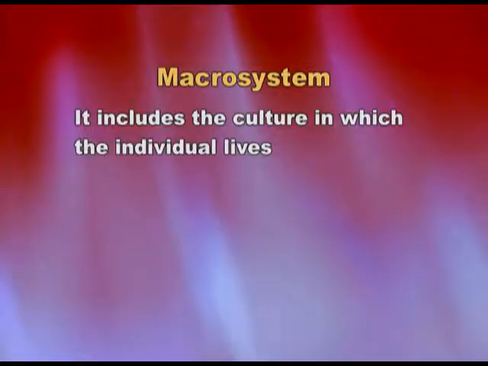Next, we have the macro system, which includes the culture in which an individual lives. So a child born in a certain culture has observed and learned from that culture. Once they shift to another culture, it will change. So cultural influence is the macro system, the larger system.